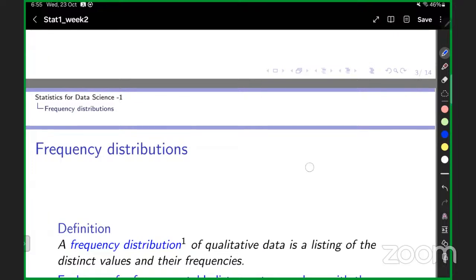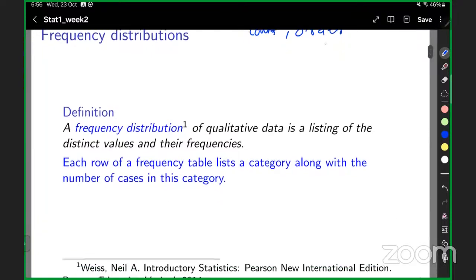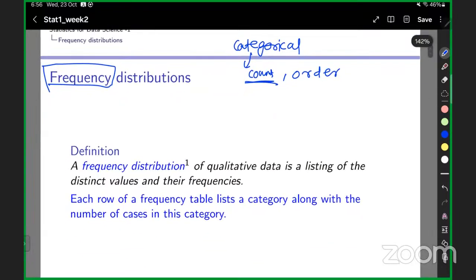Okay. Now let's see, in week 2 we have what we have. We'll mostly talk about categorical data only in week 2. In categorical data, we know that we can do count, and in some cases we can order them. That's what nominal and ordinal data told us. So if we can count them, what can we do about it? That count is called frequency. We'll do counting only basically, but that's what frequency is, right?